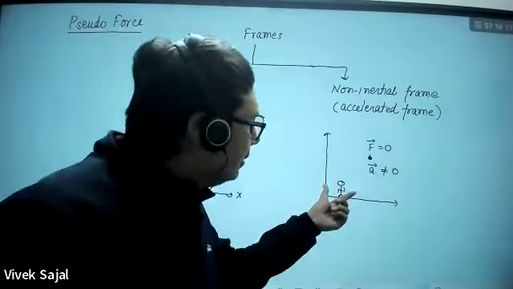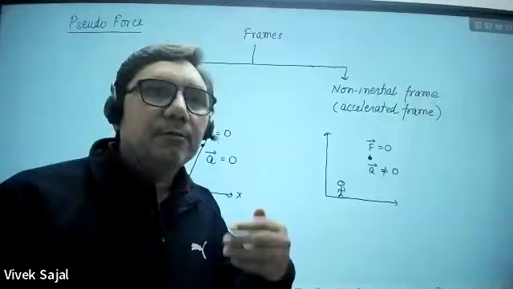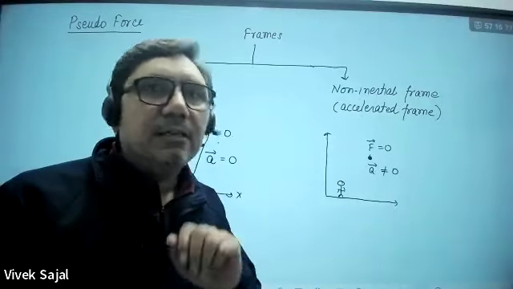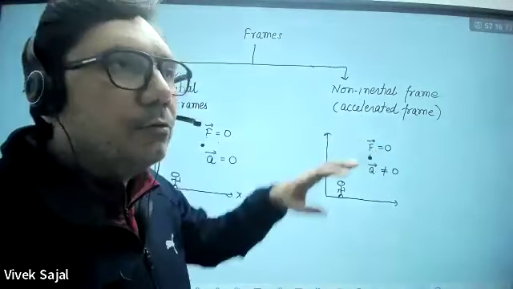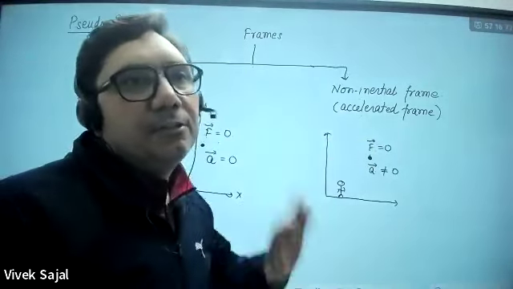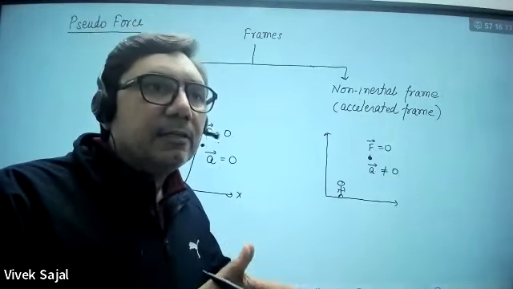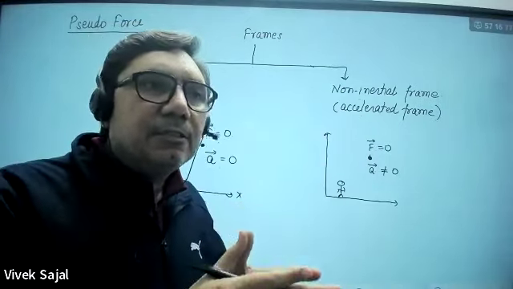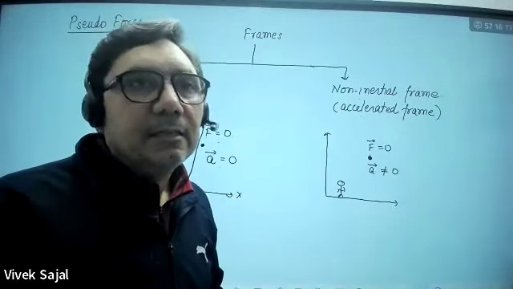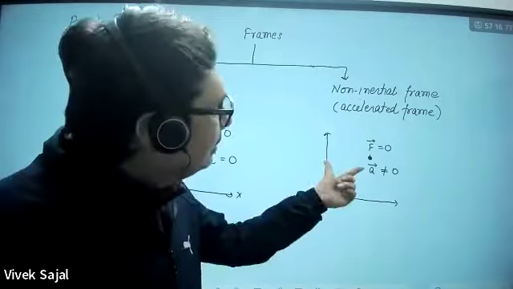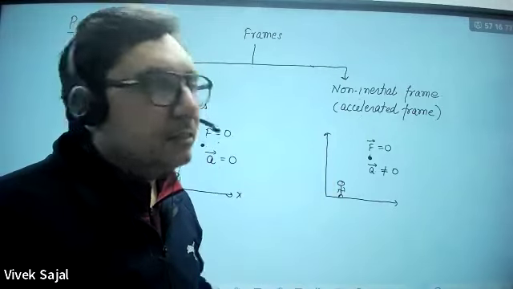So how can one check whether a frame is non-inertial? You can very easily find out. Choose an object on which net force is zero. Net force acting on it should be zero. And if you find that even though F is zero, it still has some non-zero acceleration, then you have to understand that this will be a non-inertial frame.